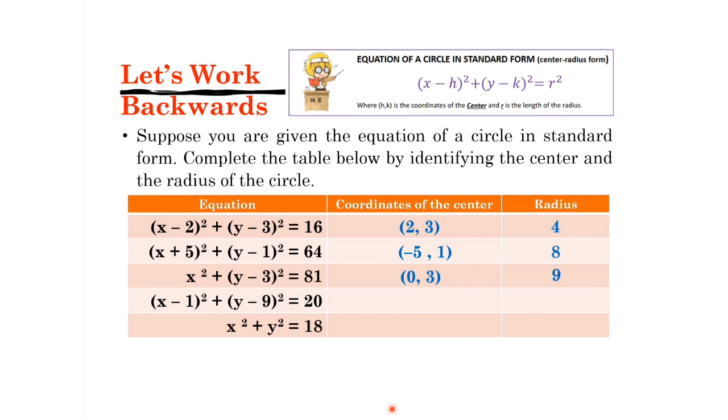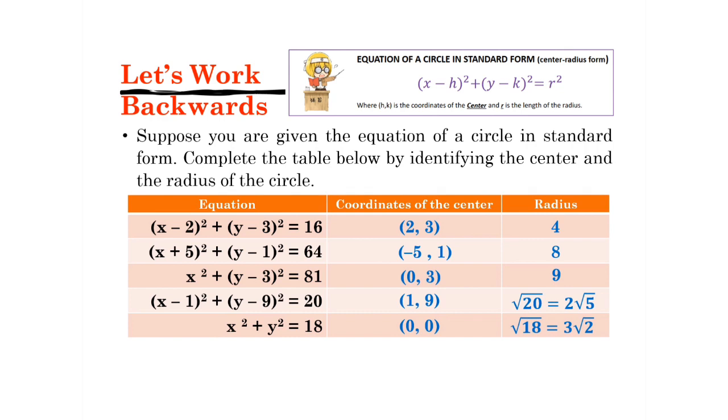As for this one, you have x minus 1 and y minus 9, so both will be positive for the center, 1, 9. Square root of 20, that's going to be 4 square root of 5, sorry, 2 square root of 5. And then this one, there are no grouping symbols. So therefore, we know that our h and k here are 0. And then square root of 18, wait, I have to be careful, 3 square root of 2. Yeah, 3 square root of 2. That's the answer for this one.